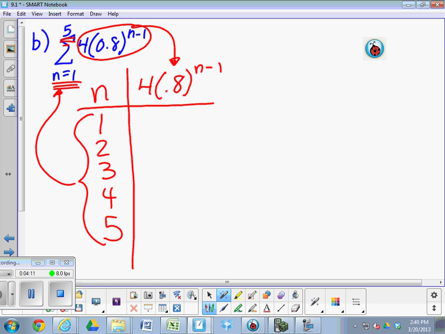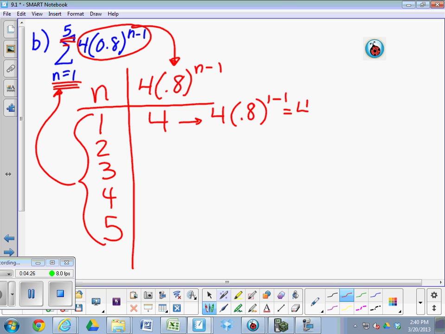Here, I'll show you. For the first one, you should get 4. And the reason I get 4 is, when I plug in 1, it's 4 times 0.8 to the 1 minus 1, right? Exponents first. What's 1 minus 1? 0. Apply that exponent. What's anything to the 0? 1. What's 4 times 1? 4. So that's where I got this answer.